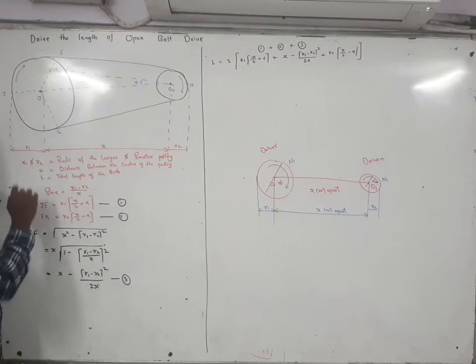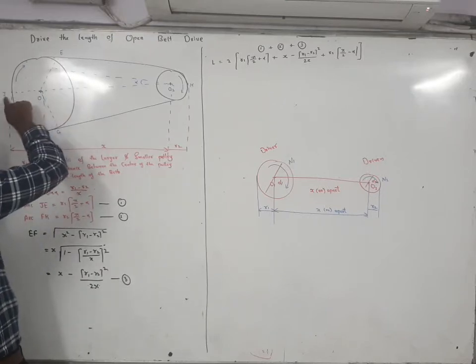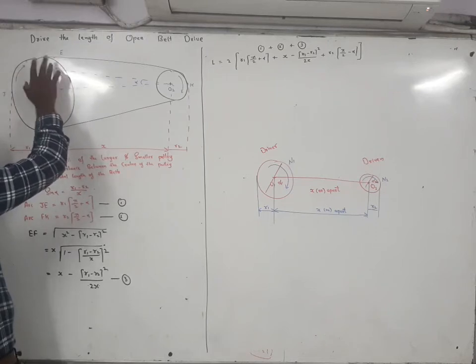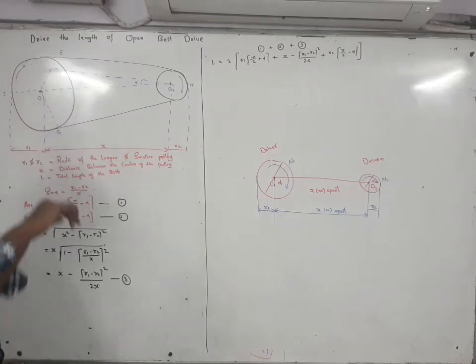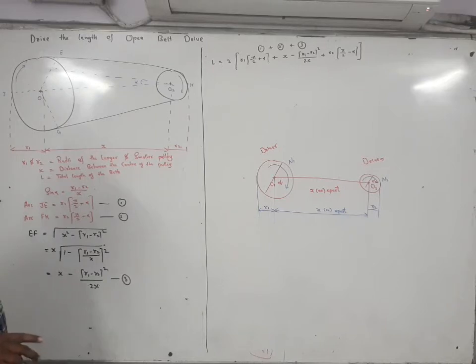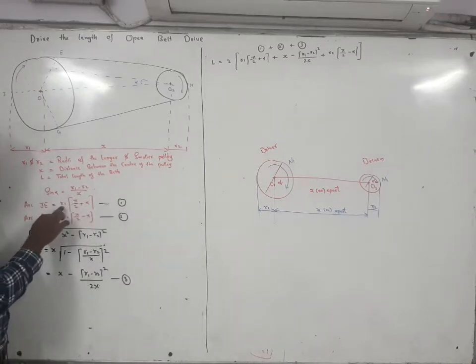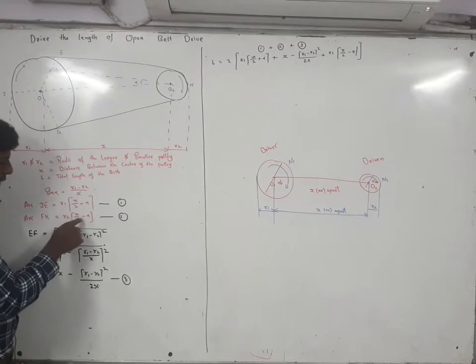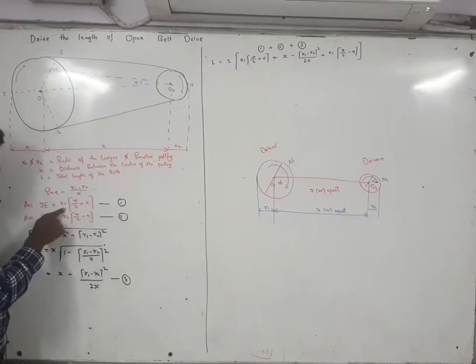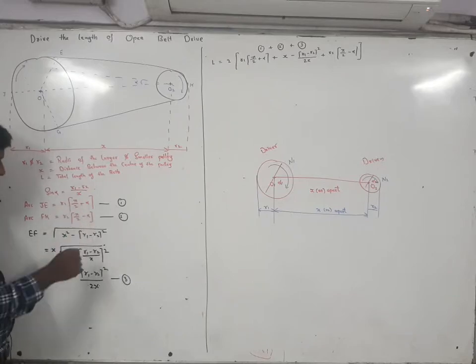Consider J and E. If you consider the angle between these two, what is the value? It is R1 times (pi by 2 plus alpha). If you consider F and K, on that side R2 is there, so what will come? R2 times (pi by 2 minus alpha). This is R1 (pi by 2 plus alpha), and this is R2 (pi by 2 minus alpha).